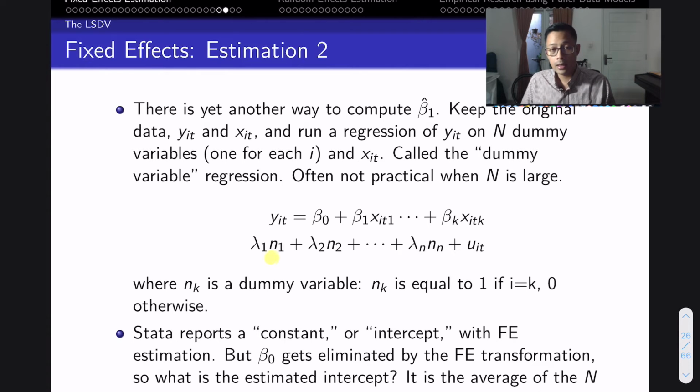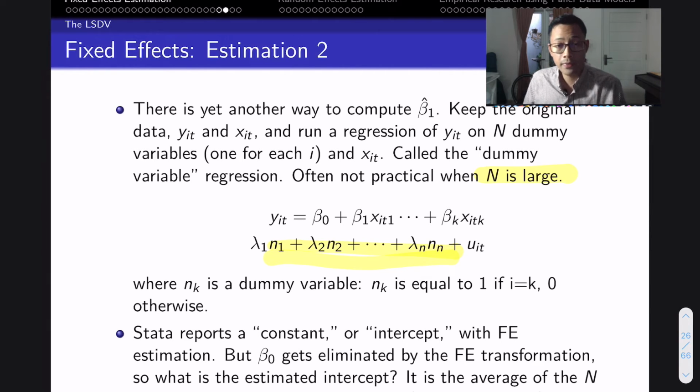Now, again, this is costly. Why? Because we're going to have a very large n, and in this case, we're going to lose a lot of degrees of freedom. Now, Stata is going to report a constant or intercept with fixed effect estimation, but beta 0 gets eliminated by the fixed effect transformation. So what is the estimated intercept? Well, it is just the average of the n coefficients of the dummy variables. But again, we're not really concerned about the constant. So this is rarely of interest.